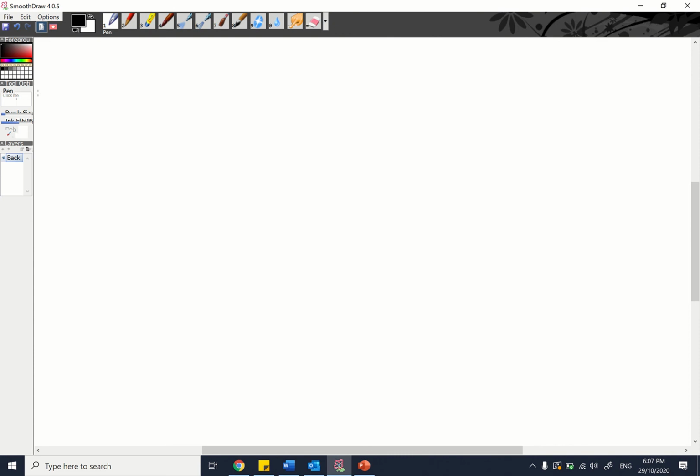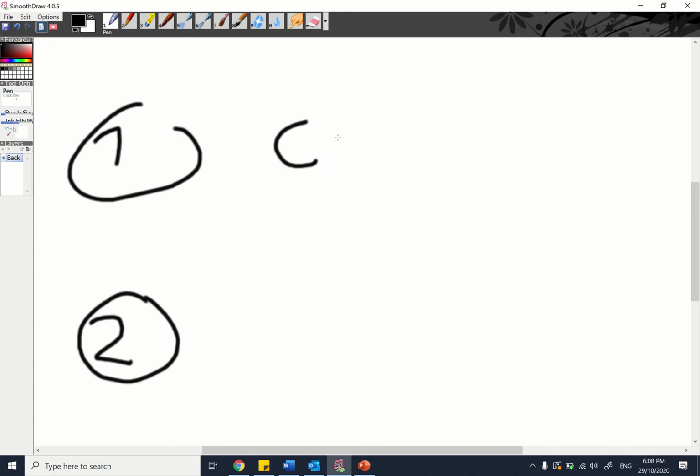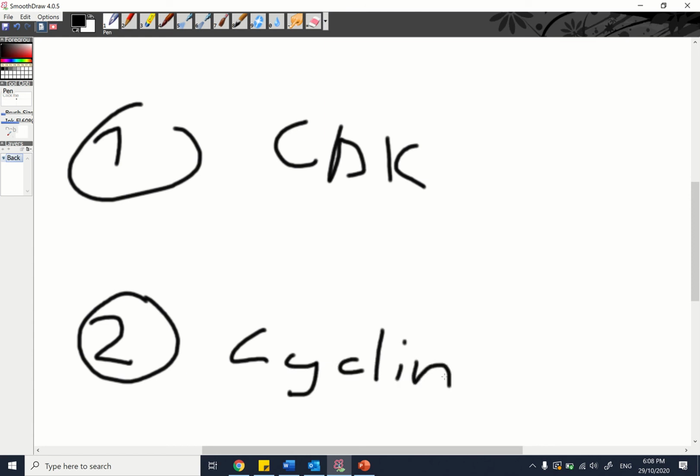Next, we're going to learn an example of regulatory genes and regulatory protein. This is an interesting relationship. We need to learn about one. First one is CDK. CDK is a hormone. And the second, we have cyclin. Cyclin is a protein. Actually, mistake. CDK is an enzyme, and cyclin is a protein.